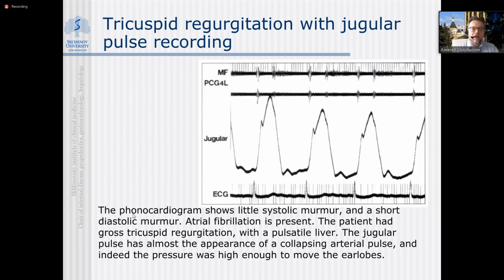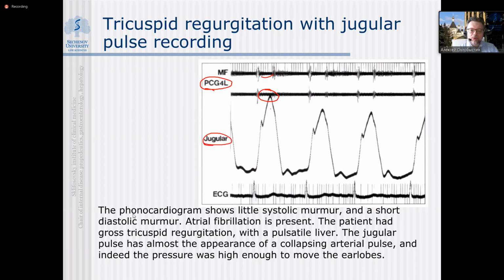That is the PCG, phonocardiogram, in the fourth left interspace, very close to the base of the xiphoid process. And you can hear, well, after the first cardiac sound, that is S1, a very soft murmur. Very, very gentle. Please pay attention to the very intensive fluctuation of the pressure in the jugular, internal jugular vein.